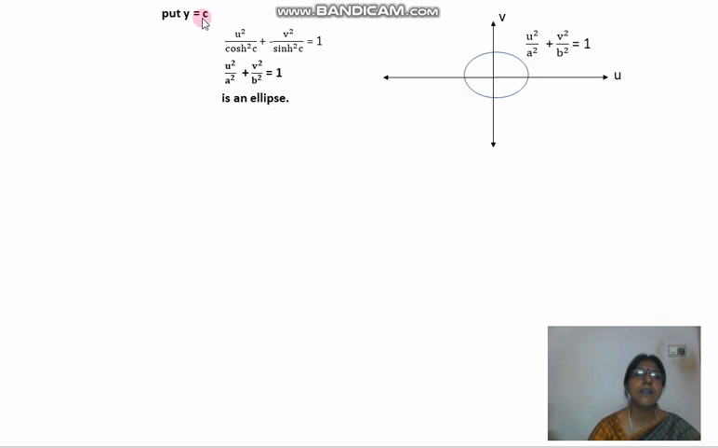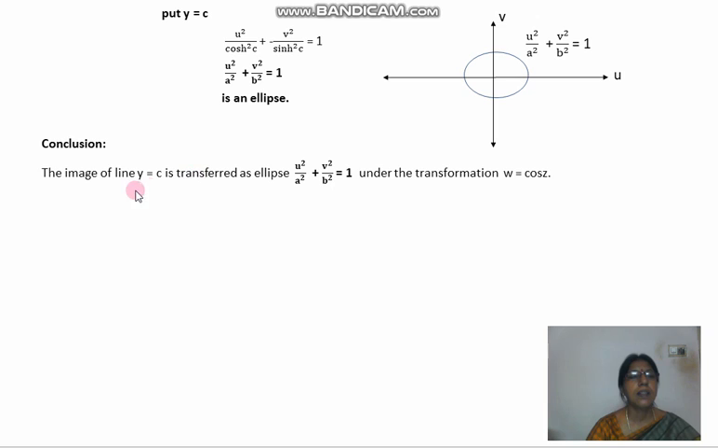We take y is equal to c in the z plane and the given transformation is w is equal to cos z. We get the image of this line y is equal to c as an ellipse in the w plane. Write that conclusion. The image of the line y is equal to c, which is in the z plane, is transformed as the ellipse u square by a square plus v square by b square is equal to 1 under the transformation w is equal to cos z.